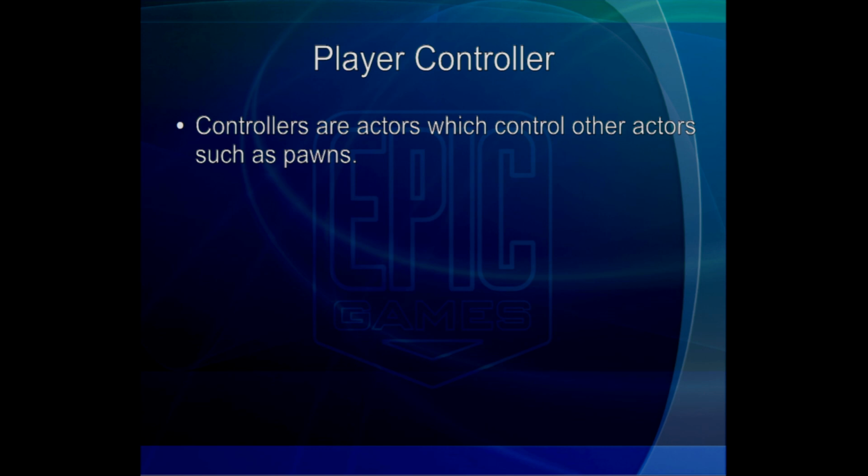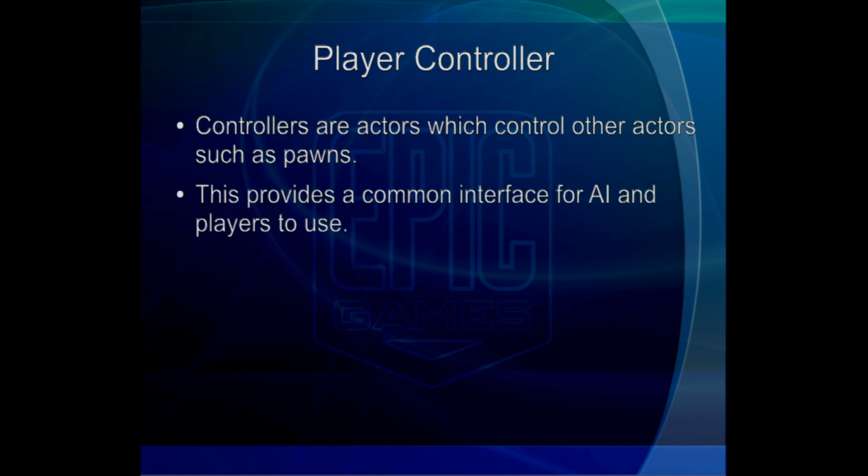Controllers are actors in the game, and they control other actors. The reason for this is that it provides a common interface for the AI and players to use. Say, for example, you have an avatar, the physical representation of an actor. You have an upper construct that can be either a player or an AI, and then they tell that pawn what to do.